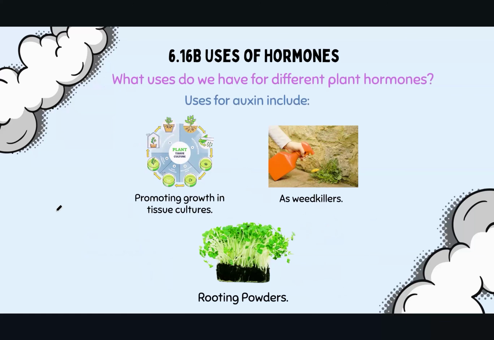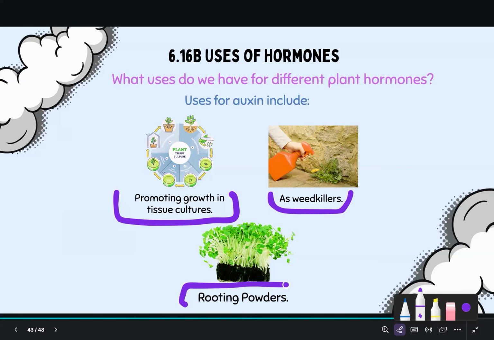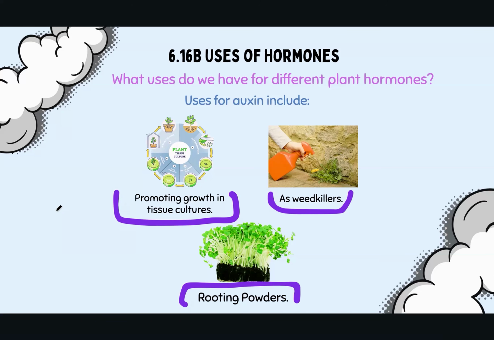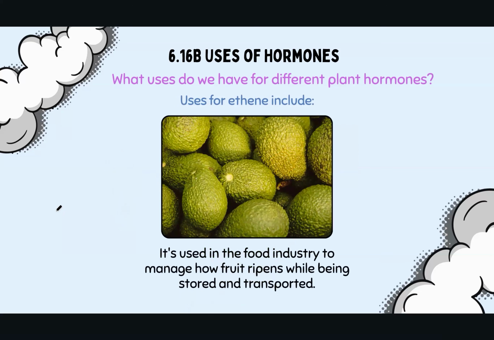So we should also know the different uses of hormones. So they can be used to promote growth in tissue cultures. We can use them as weed killers and rooting powders. So rooting powders means you can take small cuttings from trees, and the rooting powder helps them grow. And a similar thing can be done here. Or it can be when you've got seeds and it helps the seeds germinate and grow faster. So another example is ethene.